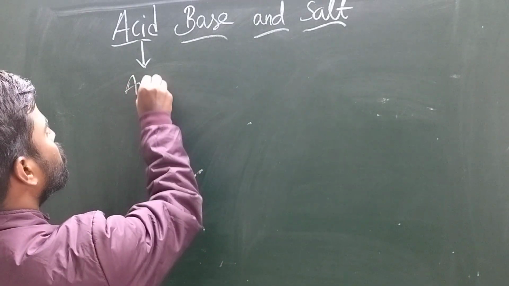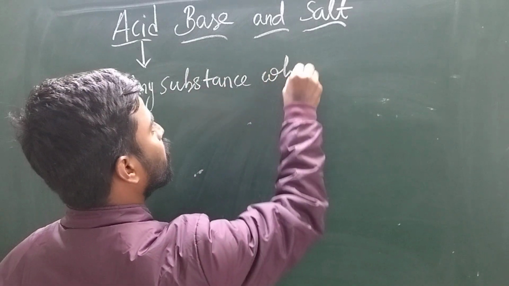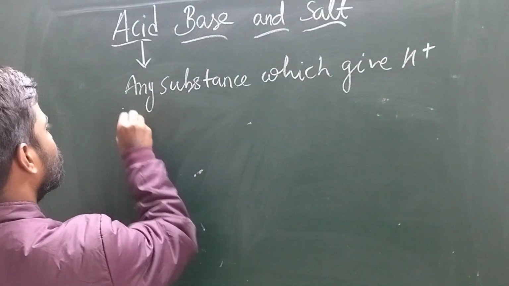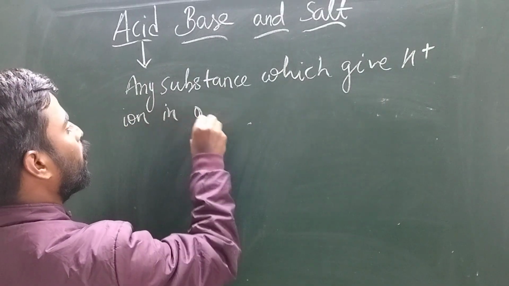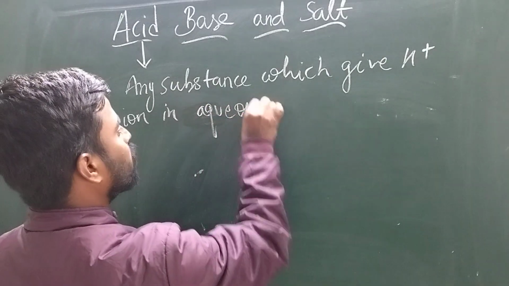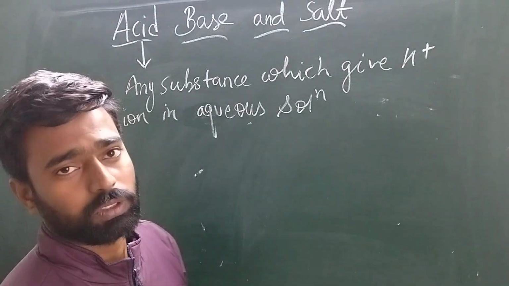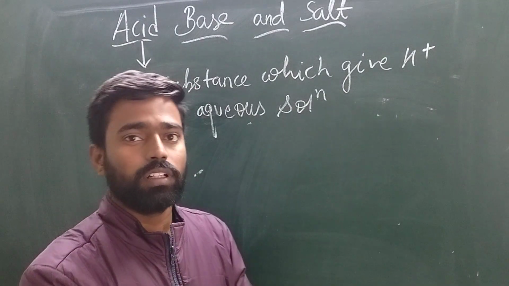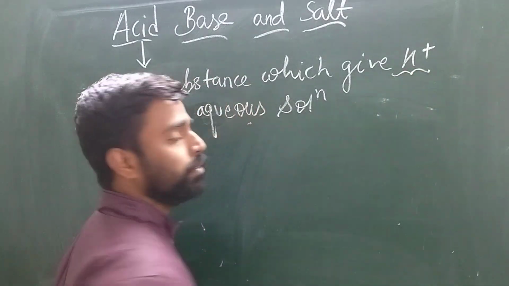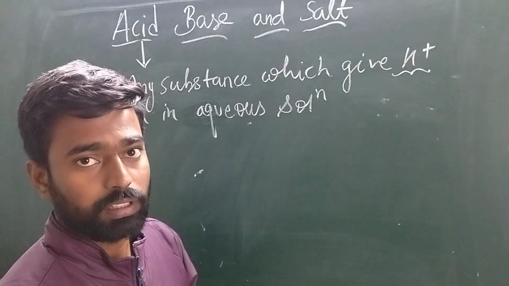Acid is any substance which gives H plus ion in aqueous solution. Any substance which gives H plus ion in aqueous solution means when they dissolve in the water, they give H plus ion. So they are categorized as the acid.